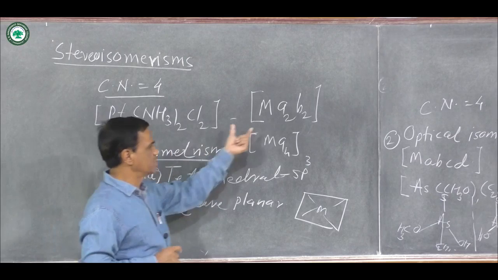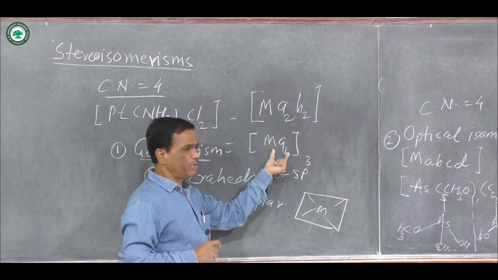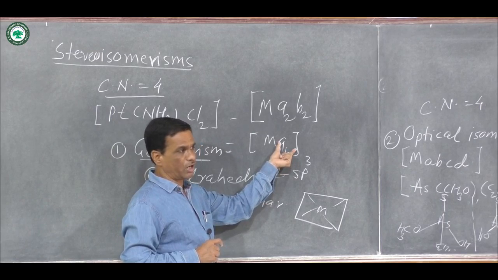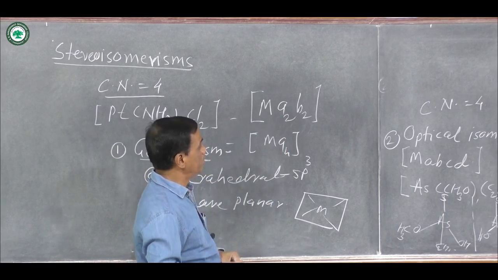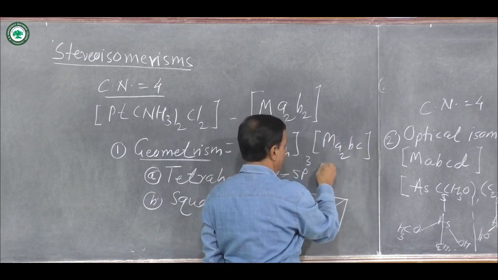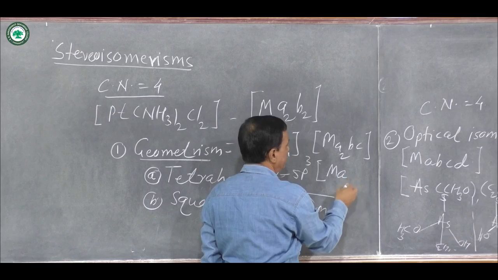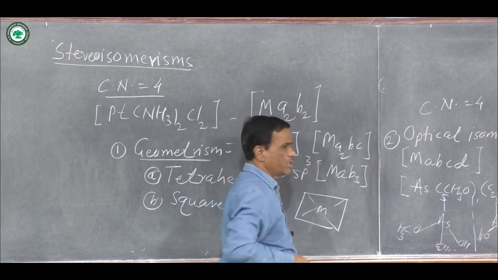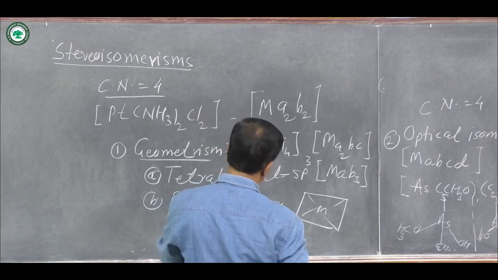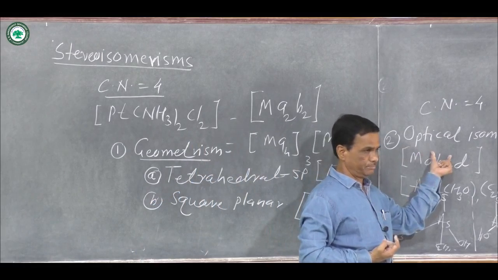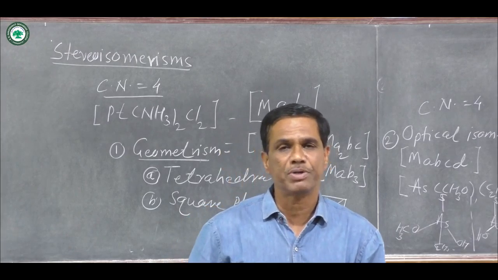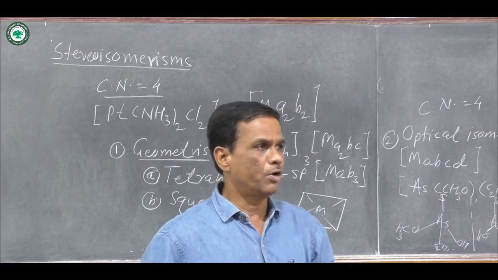There are various types of examples of geometrical isomerism. In Ma4, geometrical isomerism is not possible because all 4 groups are similar and they are not opposite to each other. But when there is a formation of Ma2B2, Ma2BC type, or MaB3, in such compounds geometrical isomerisms are possible. But for square planar complexes, if you consider optical isomerism, all these complexes are planar in nature and they rarely show optical isomerism.